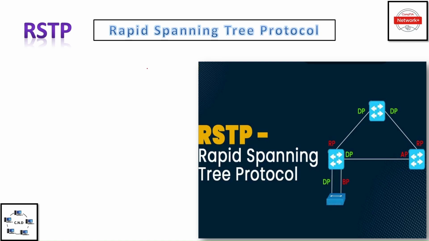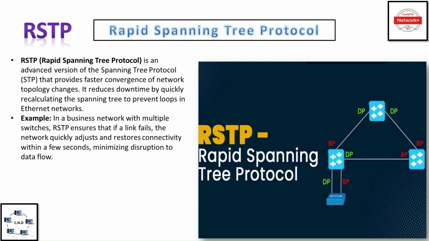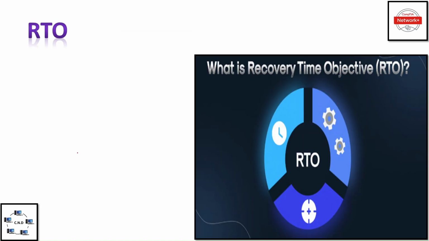RSTP, that is Rapid Spanning Tree Protocol. So RSTP, Rapid Spanning Tree Protocol, is an advanced version of the Spanning Tree Protocol, that is STP, that provides faster convergence of network topology changes. It reduces downtime by quickly recalculating the spanning tree to prevent loops in an Ethernet network. For example, in a business network with multiple switches, RSTP ensures that if a link fails, the network quickly adjusts and restores connectivity within a few seconds, minimizing disruption to data flow.